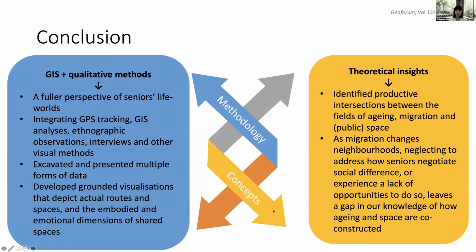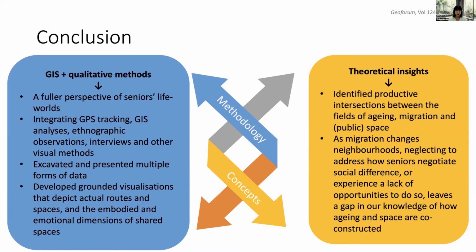So to conclude, in this presentation, we use both GIS and qualitative methods, and we want to argue that this combination of methods actually provides a fuller perspective of the seniors' life worlds. We integrated GPS tracking with GIS analysis, maps, as well as ethnographic observations, interviews, and other visual methods. And as a result, through these different methods, we excavated and could present multiple forms of data that bring together a fuller picture of what the seniors' life worlds are like.